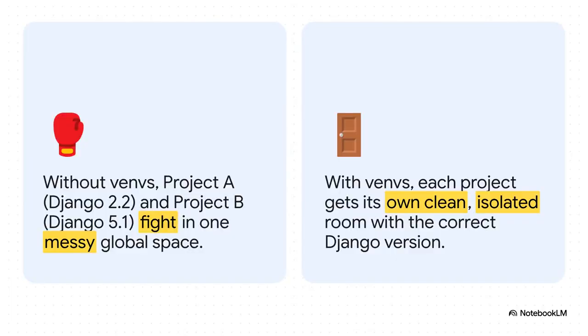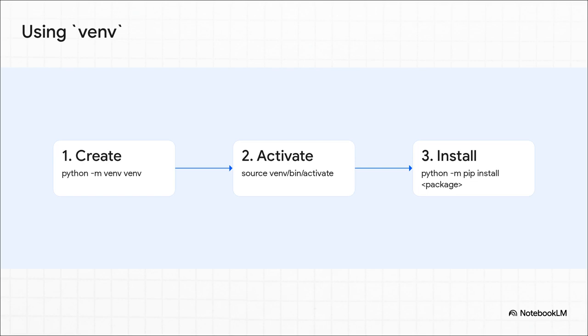And here's why that's a game changer. Without them, you've got Project A needing an old version of Django, and Project B needing the latest and greatest, and they're both duking it out in that one messy global room. But with virtual environments, each project gets its own pristine private space with the exact Django version it needs. No more fights, no more mess. And honestly, getting started with Python's built-in tool, venv, is dead simple. It's literally 3 steps. You create the environment, you activate it, which is like stepping inside that bubble, and then you just install whatever you need. From then on, pip only touches things inside that one project.